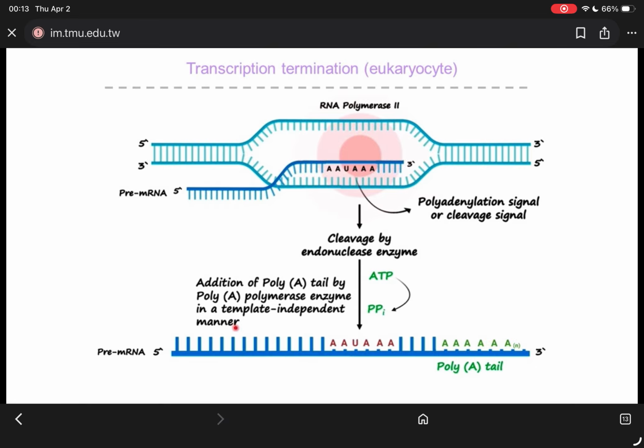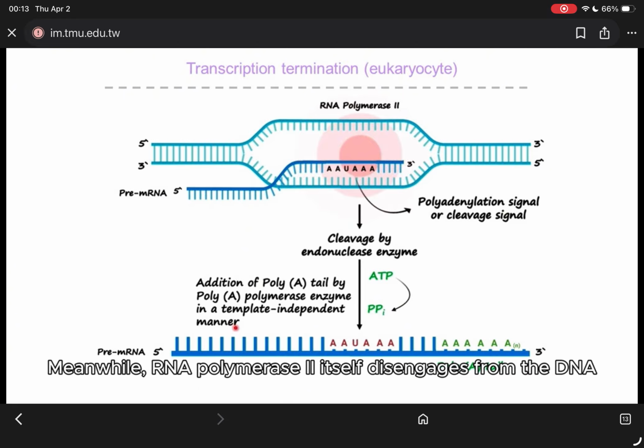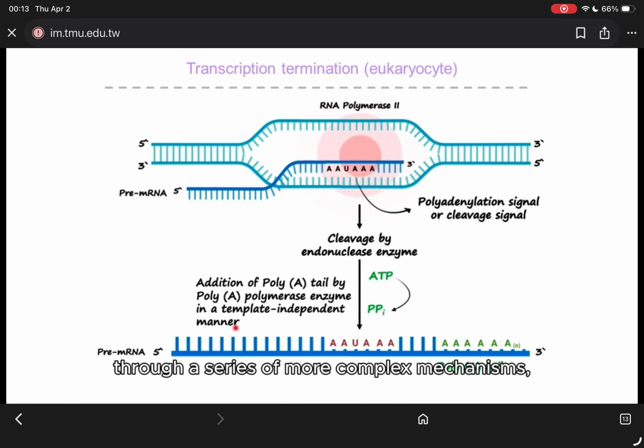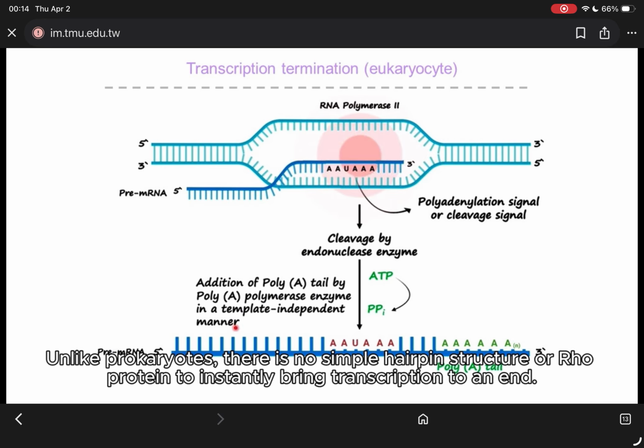At this point, a set of specialized processing enzymes cut the RNA at the proper site and then add a poly A tail to the new transcript. Meanwhile, RNA polymerase II itself disengages from the DNA through a series of more complex mechanisms, gradually releasing rather than stopping abruptly. As you can see, the termination process in eukaryotic cells is considerably more complicated. Unlike prokaryotes, there is no simple hairpin structure or Rho protein to instantly bring transcription to an end.